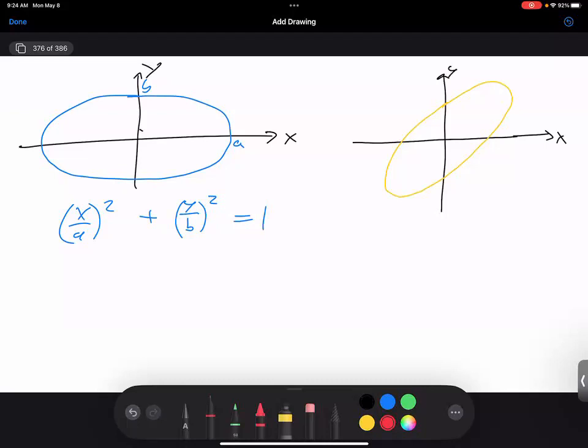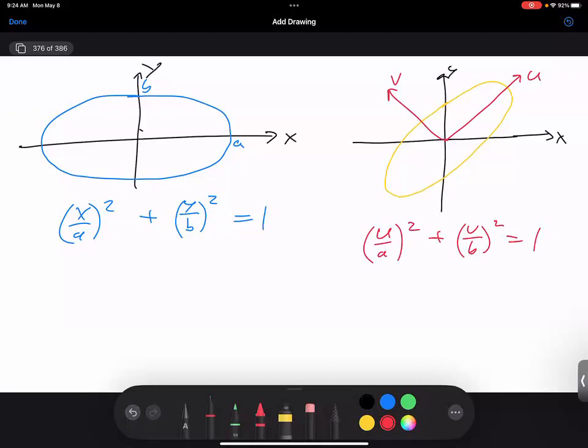What you do is you change variables. Here's my u-axis, here's my v-axis. And now I'll have u over a squared plus v over b squared equals 1. And that will be the ellipse in the uv space.